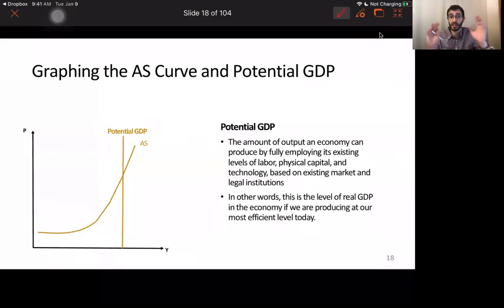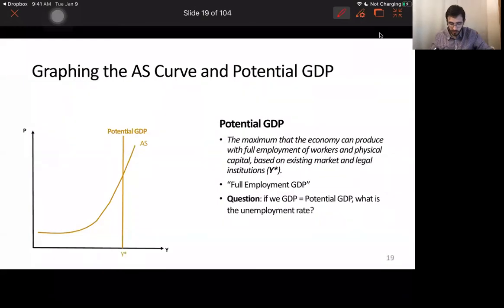Okay, so based on the legal institutions and the way the markets are set up right now, how efficiently can we produce given the current scenario in an economy? Given that everybody that could be employed is employed and so on. Okay, so that's the idea of what the potential GDP curve shows us. In other words, you can also call it the full employment GDP, okay?